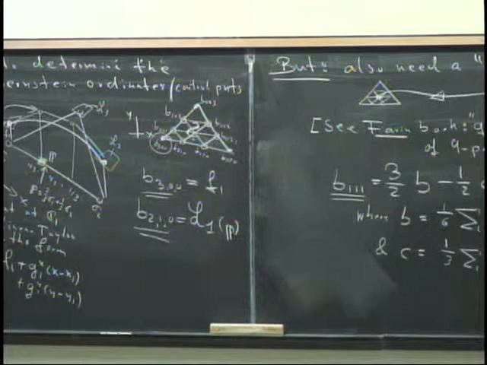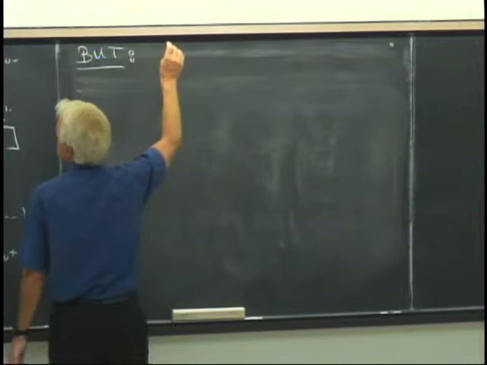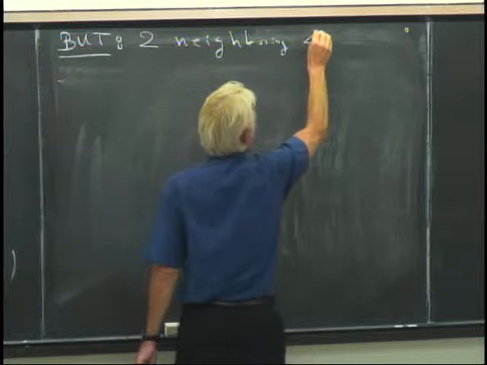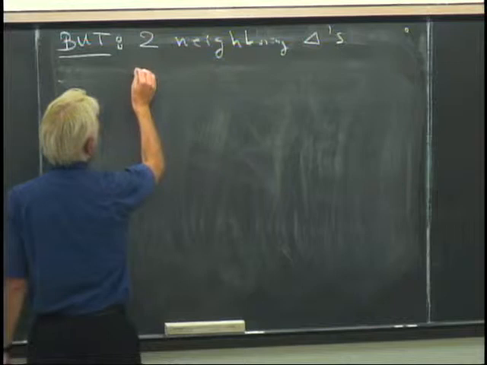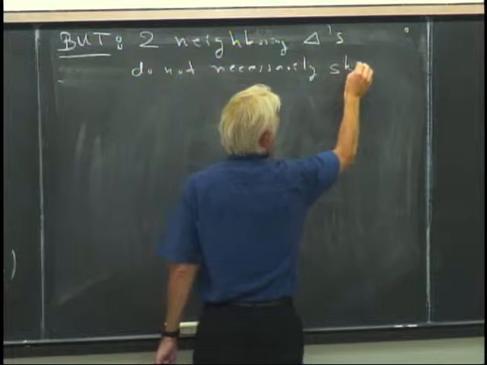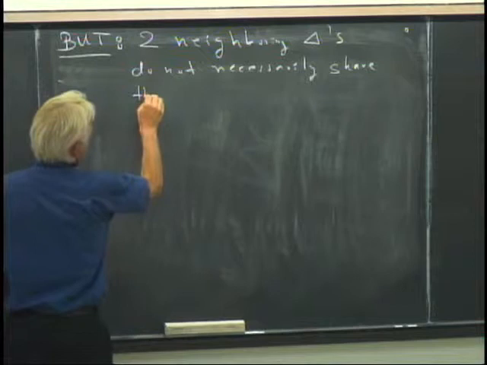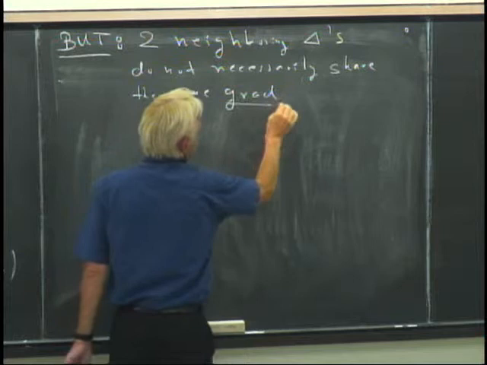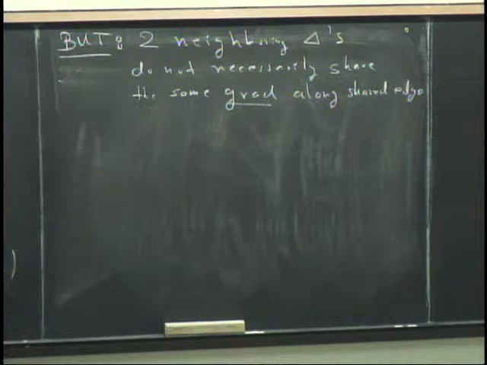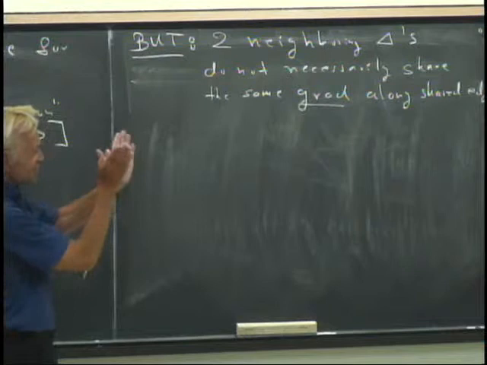And this is a big bite. Two neighboring triangular patches, or just triangles, do not necessarily share the same gradient along the shared edge. So yes, they share the same locus, the same geometry, the same edge itself, as a curve in space, but the normal along that edge is a different one based on whether I'm coming from the left or whether I'm coming from the right. Okay, this is not good.